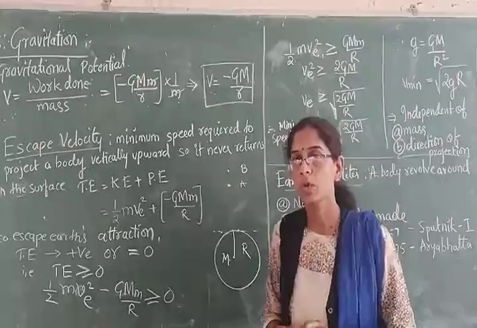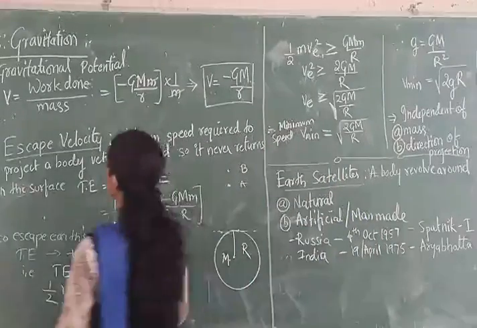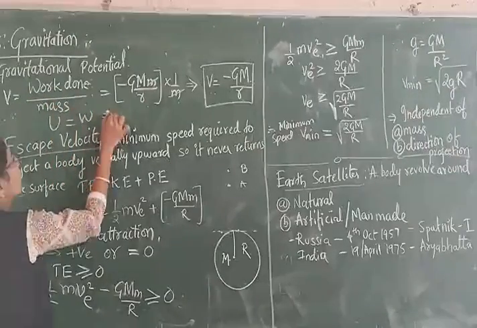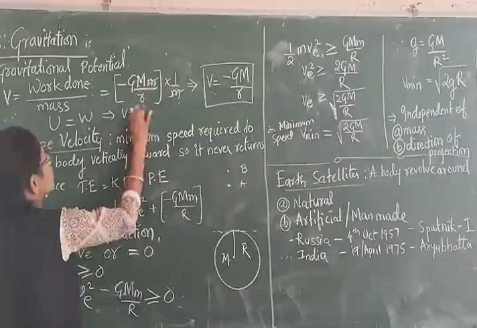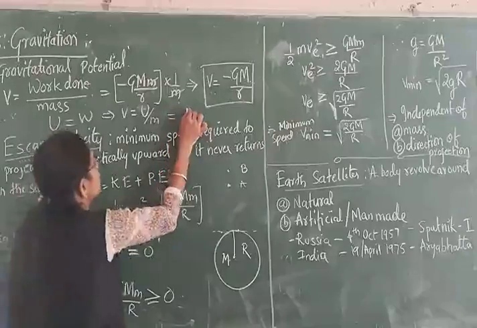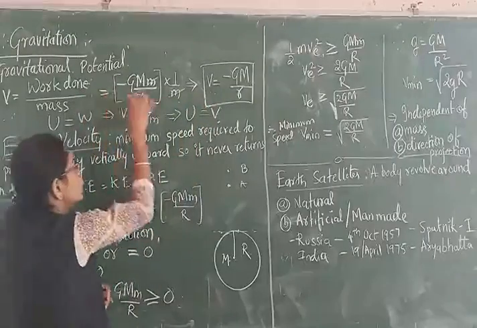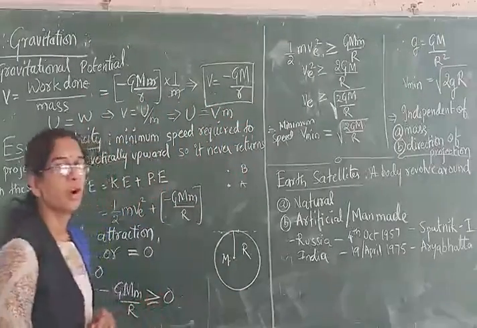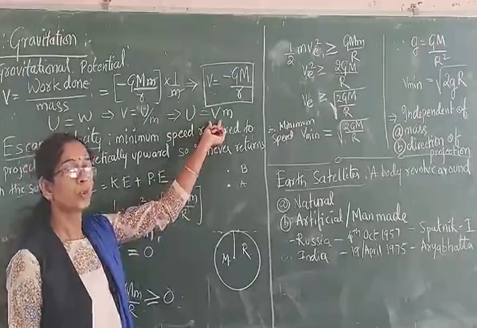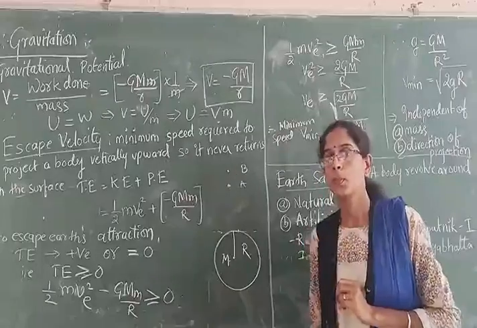And we can write the formula for gravitational potential energy in terms of gravitational potential. We know that V is equal to gravitational potential energy divided by mass, or the gravitational potential energy U will be equal to the gravitational potential V into mass m. So the formula is U is equal to V into m, where m is the mass of that particular object at that particular point.